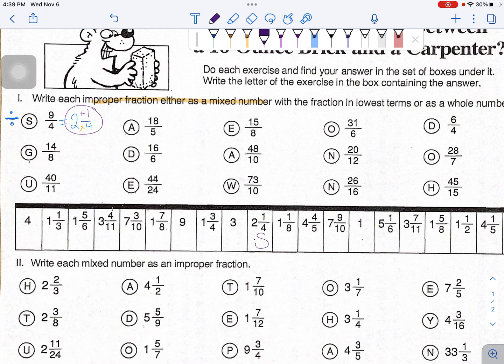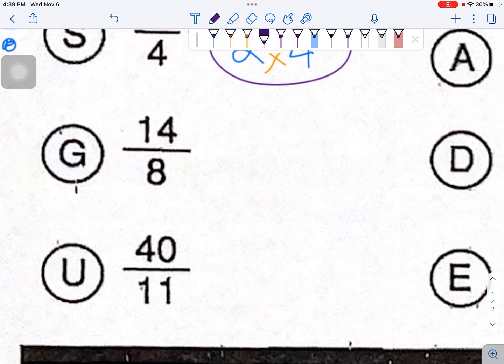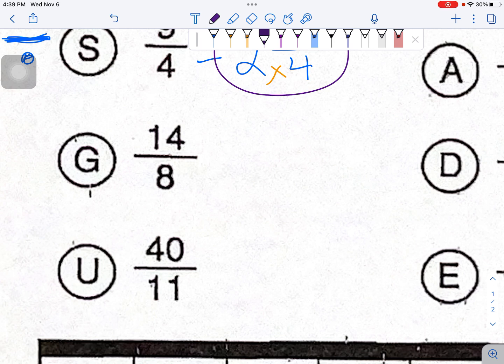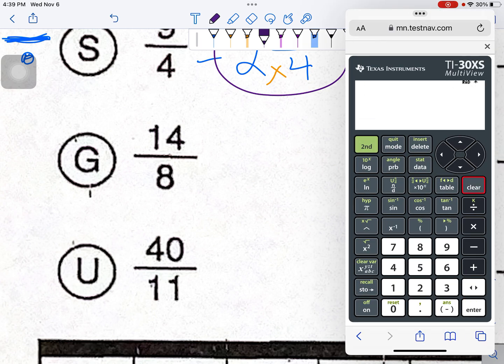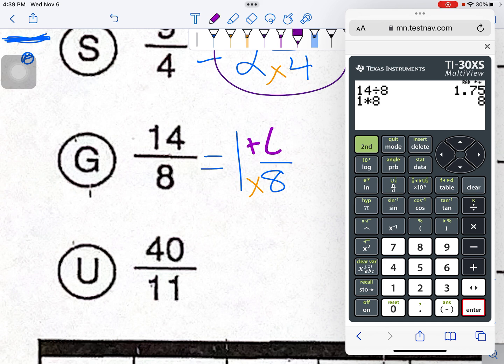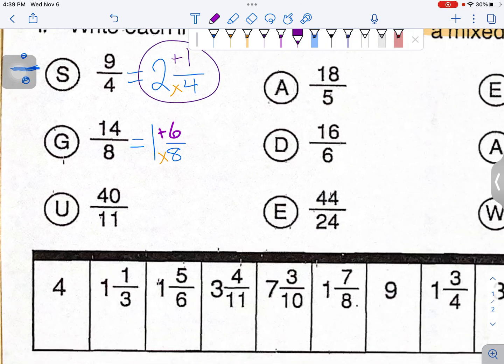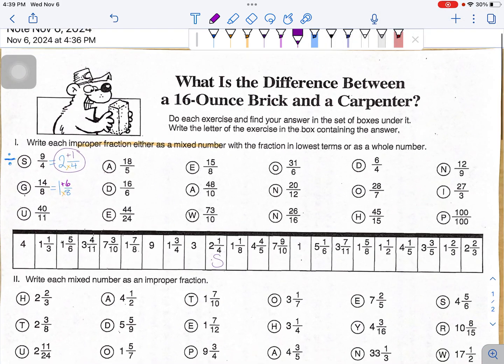I would like to look at the one right below it because there's kind of a trick to this one. 14/8. I'm going to grab my calculator again, clear it out. 14 divided by 8. So the whole number is 1. So all I'm going to write down to start with is 1. We know the denominator doesn't change. So now 1 times 8 is 8, and then I need to count up to 14. 9, 10, 11, 12, 13, 14. That's 6. But you'll notice that down in the boxes, 1 6/8 is not an answer.